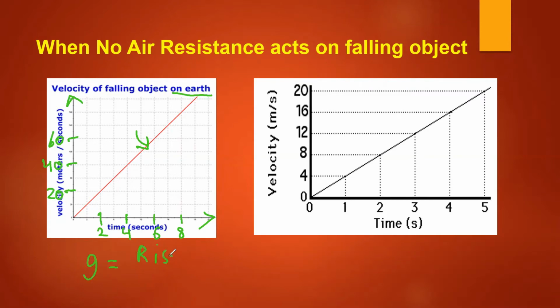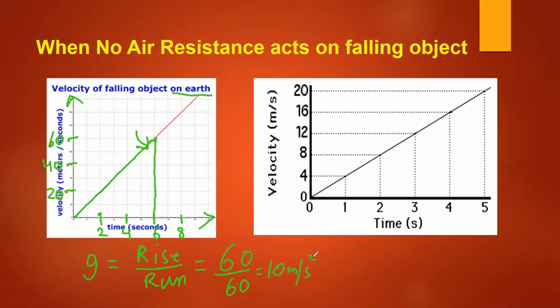rise over run. So in that case, if I take this point and choose this right angle triangle, my rise is 60 divided by 6.0, so that's going to be 10 meters per second squared.